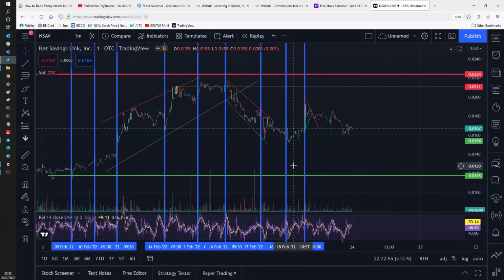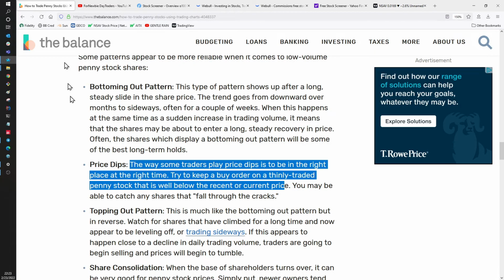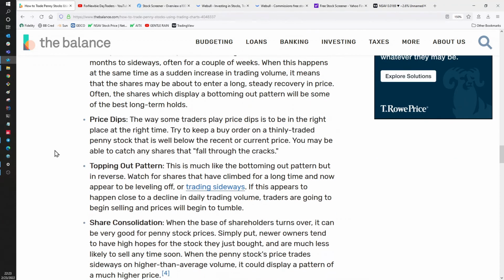It could be. For example, if somebody does stop loss hunting, which we talked about, where they want to trigger people's stop losses, if you set yours a buy order, you might get lucky and buy it during that trigger. But in any case, you set up a buy order that's lower than the current or recent or average price, and you might get lucky and it might fulfill. So that is price dip.